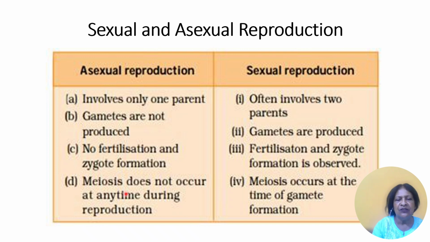Then there is the process of meiosis, which doesn't occur during asexual reproduction at any time during the process. But for sexual reproduction, it will always be through meiosis while the gametes are being formed.